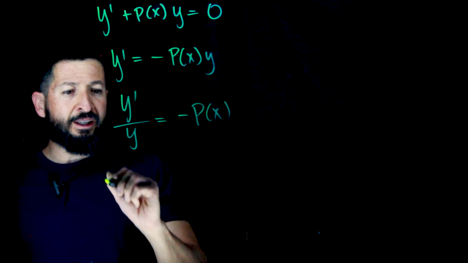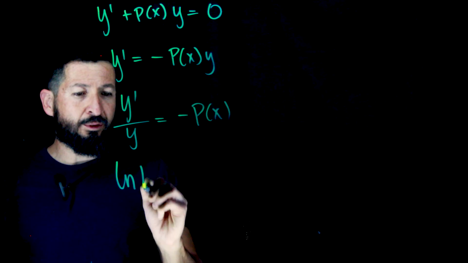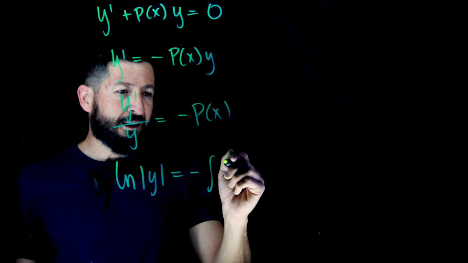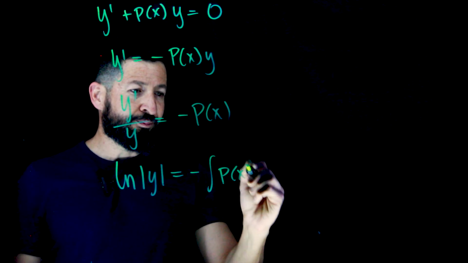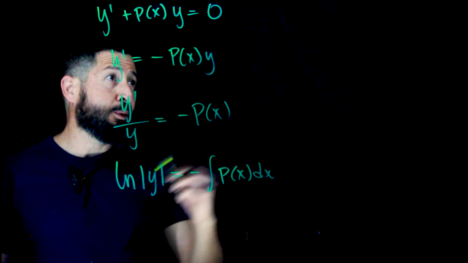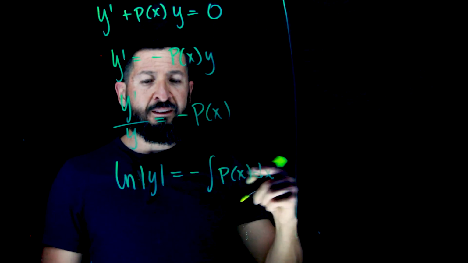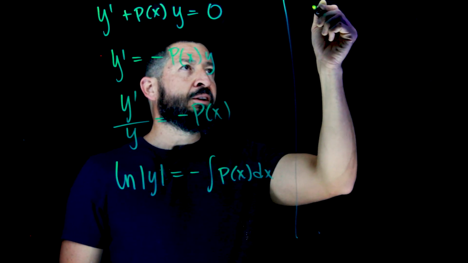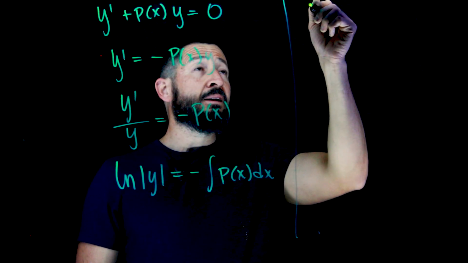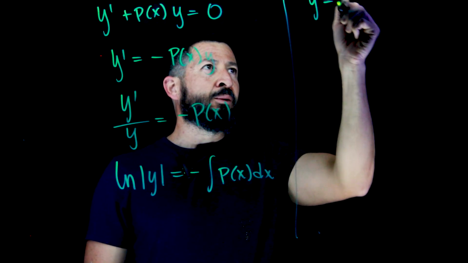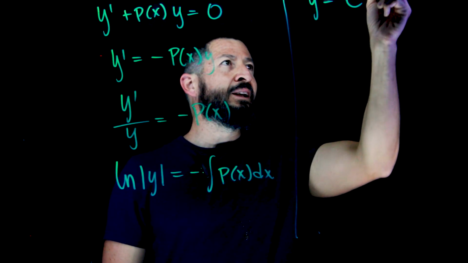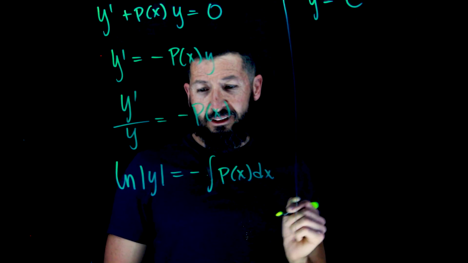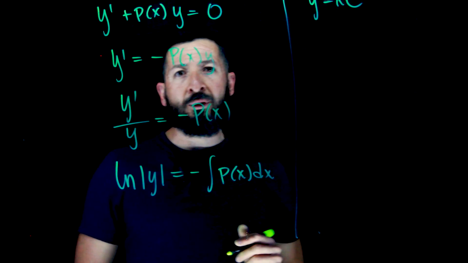Then you can integrate both sides, and this is going to give you the natural log of the absolute value of y, equal to negative the integral of p of x dx. And then you can exponentiate both sides. The absolute value is not necessary because this is going to be positive, because it's an exponential. So y is going to be equal to e to the negative integral of p of x dx, plus some constant c, so I'm going to put it down here, if you will.